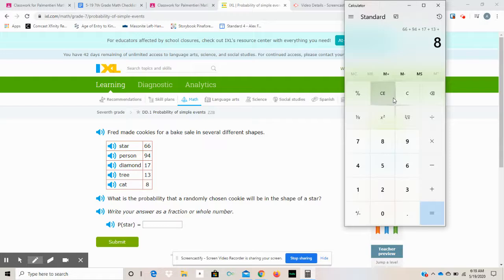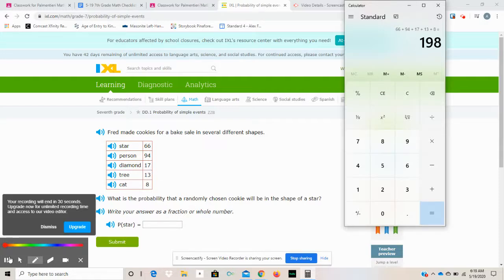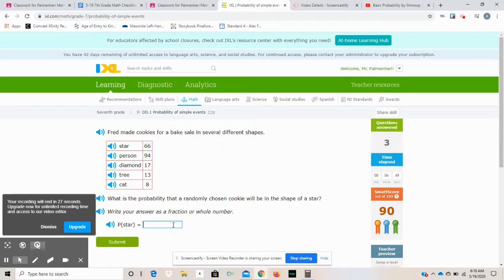And again, I'm going to look at the history of my calculator. I have 1, 2, 3, 4, 5 data points. 1, 2, 3, 4, 5, and all the numbers match up. So it's definitely 198, and the star is 66. So it's going to be 66 out of 198. So I'm going to put that on here.